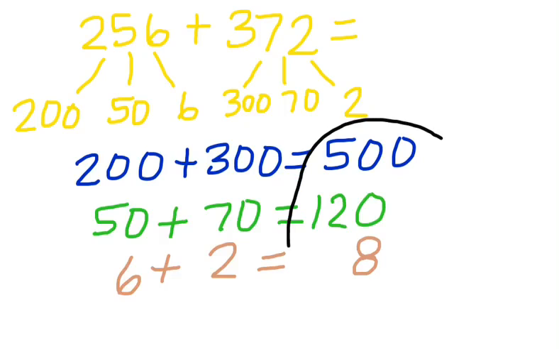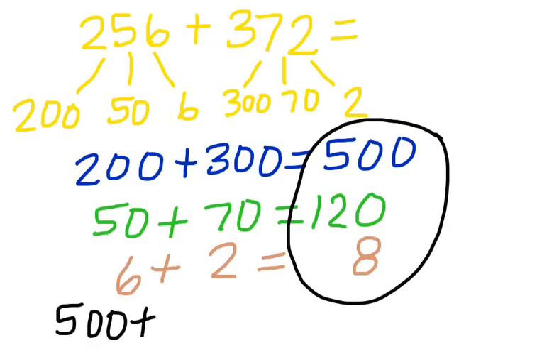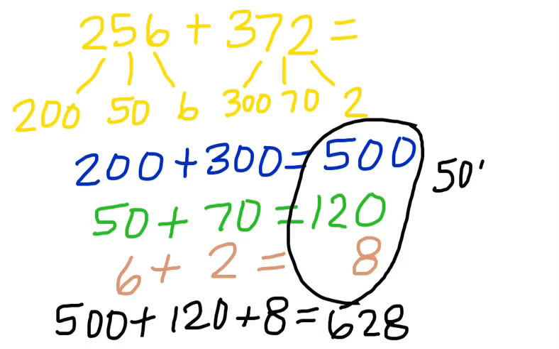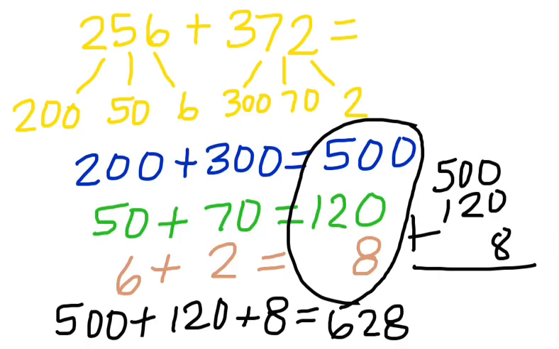And then we are going to put all 3 of these together so they can rewrite them out this way. And then they see that they add 500 plus 100 equals 600, and then they just have 28. They can also stack them, and I'm going to make some more room. So they could stack it. And then that is 628.